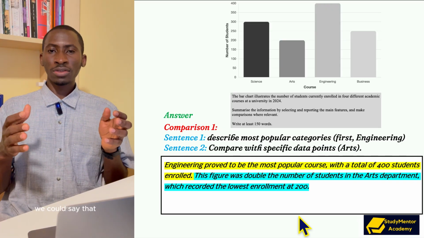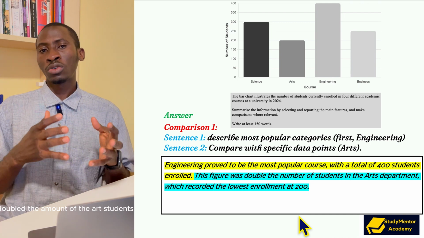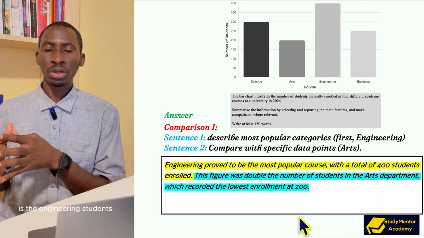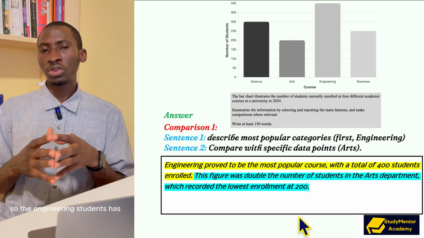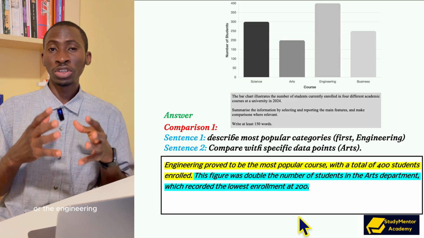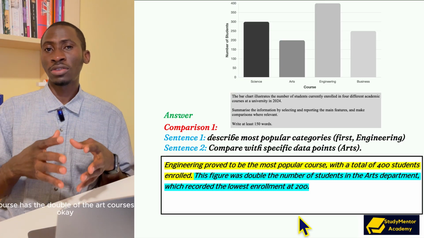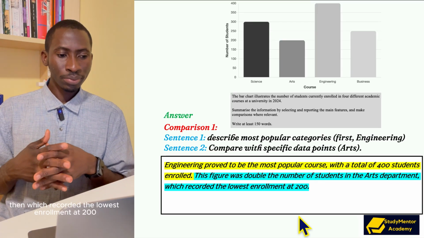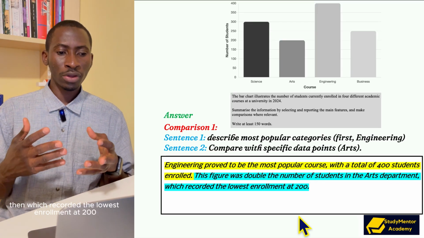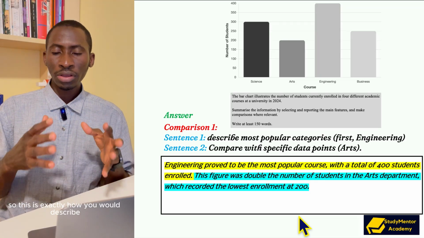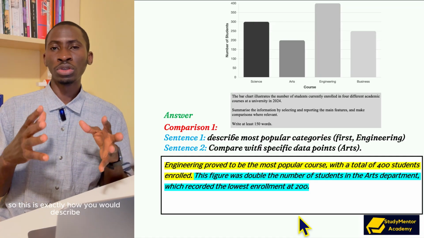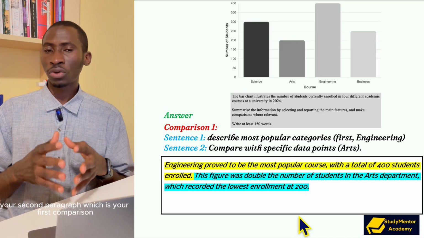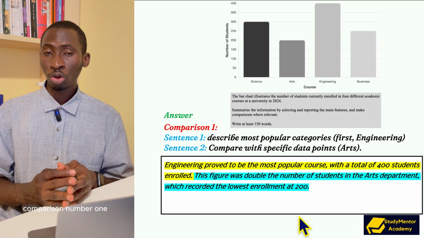So we could say that the engineering students are double the number of the art students. So the engineering course has double the art courses, which recorded the lowest enrollment at 200. So this is exactly how you would describe your second paragraph, which is your first comparison, number 1.